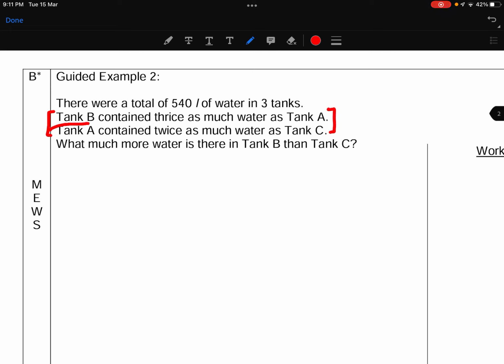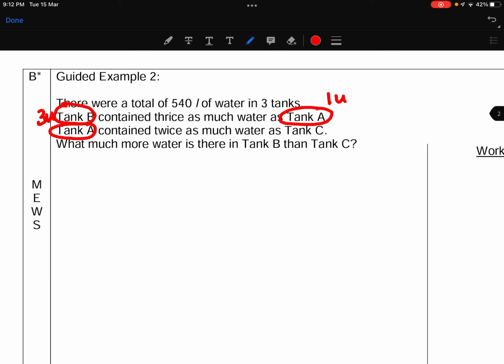Now over here, I want you to take note that the ones I'm circling, tank A appears twice. So just take note of that. I'm going to read the second one, which is tank B contained thrice as much water as tank A. So I'm going to put here 1 unit. If tank A has 1 unit, tank B would have 3 units. I'm going to erase this bracket here so that it doesn't appear confusing. So this will be 3 units for tank B.